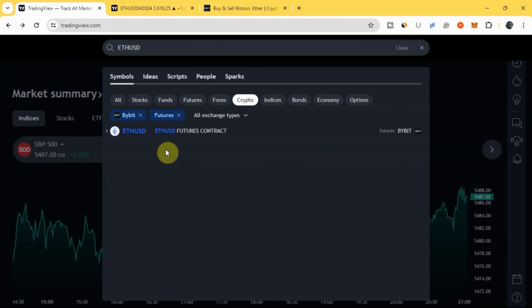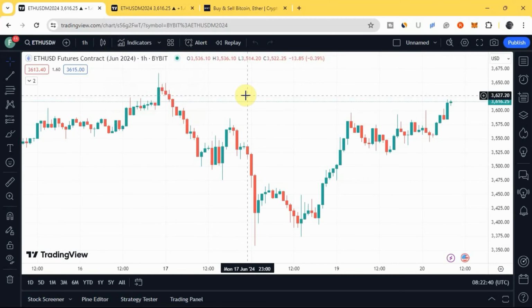So once you've selected that, it will bring it out for you. So this is what we are looking for. So this is the trading pair I want to use for this video. So I'll just select it right there. So as you can see on the screen, it has opened up the chart for us. So that's how you can open your chart on TradingView.